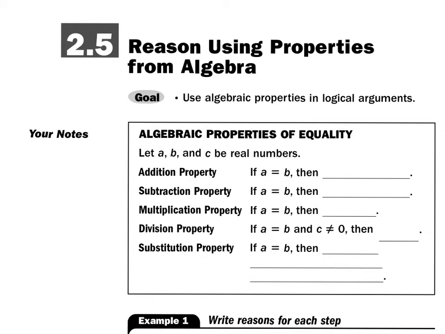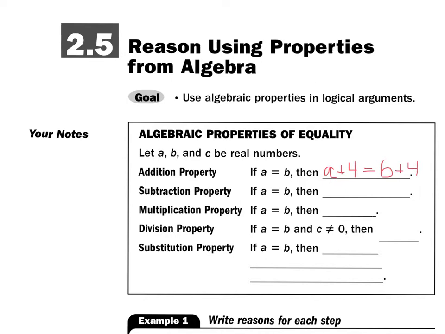So first, let's talk about the properties. So algebraic properties of equality. When you're solving an equation and you have to add something to each side, so we're solving an equation, we have to add 4 to one side and add 4 to the other, then we're going to call that the addition property. So if A is equal to B, then if I just say we're going to add 4, then we're going to add 4.